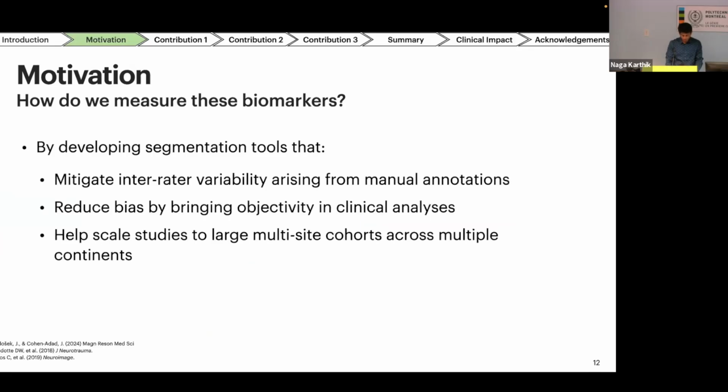In most cases, the studies that do measure these quantitative biomarkers are typically small scale, because of the bottleneck associated with manual annotation, and having an automatic tool would help scale these studies to large multi-site cohorts.